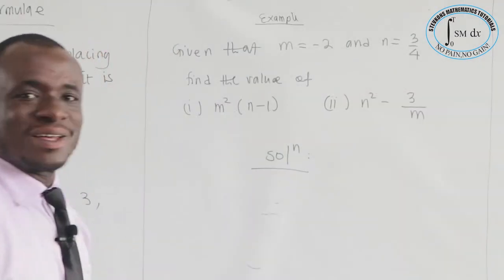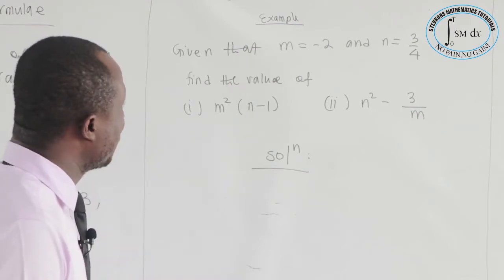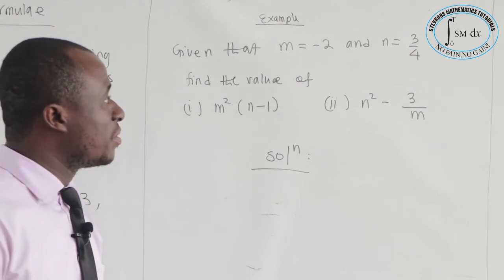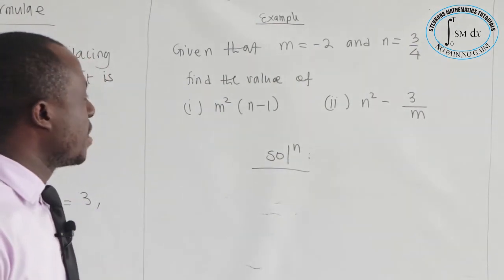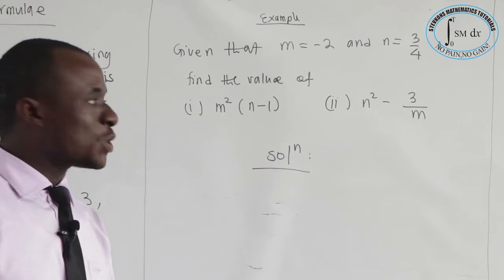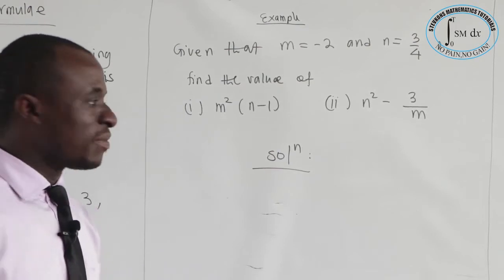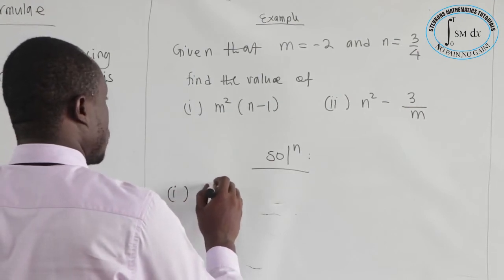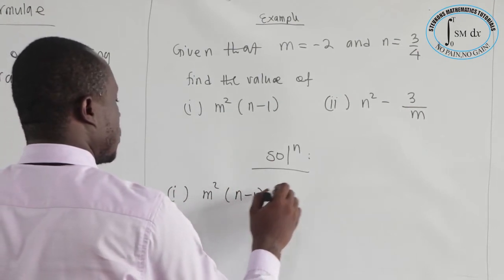Now, this is also a past question, a BECE past question. How do you simplify this? We have been given that m is negative 2, n is 3 over 4. We should find the value of m squared into bracket n minus 1, and then n squared minus 3 over m. Now, let's consider the first one.